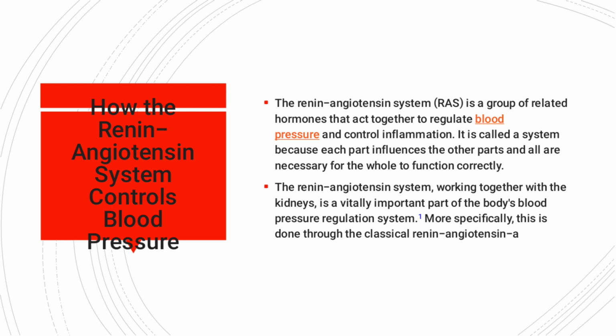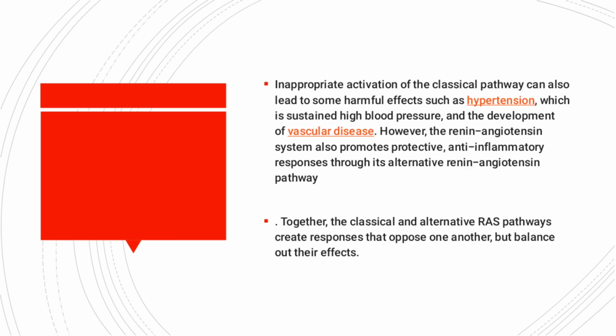It is a vitally important part of the body's blood pressure regulation system. More specifically, this is done through the classical renin-angiotensin pathway. Inappropriate activation of the classical pathway can also lead to some harmful effects such as hypertension, which is sustained high blood pressure, and the development of vascular disease. However, the renin-angiotensin system also promotes a protective anti-inflammatory response through its alternative renin-angiotensin pathway. Together, the classical and the alternative renin-angiotensin system pathways create responses that oppose one another but balance the effects.